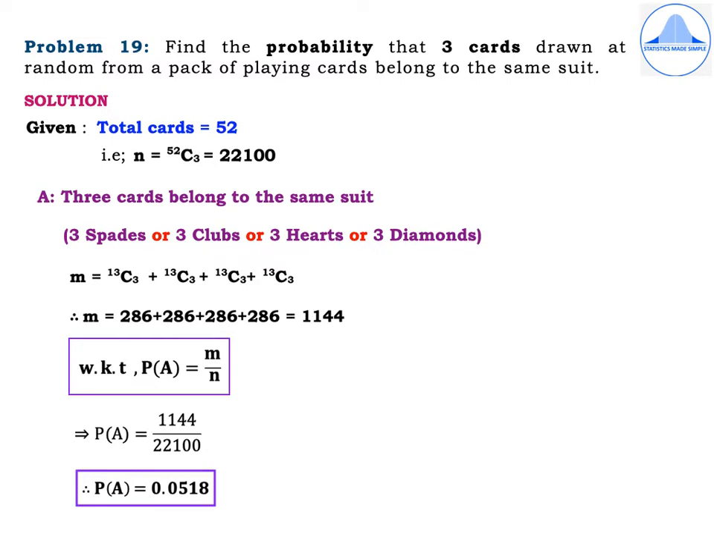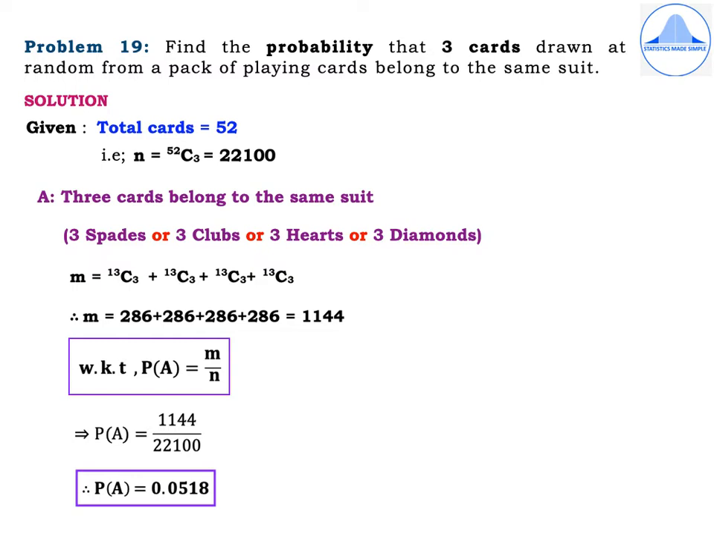Problem 19. Find the probability that 3 cards drawn at random from a pack of playing cards belong to the same suit. Solution: given total cards is equal to 52. Now in the problem they mentioned that 3 cards are drawn at random. So the possibilities are n equal to 52C3, which is equal to 22,100. Define event A as 3 cards belong to the same suit.